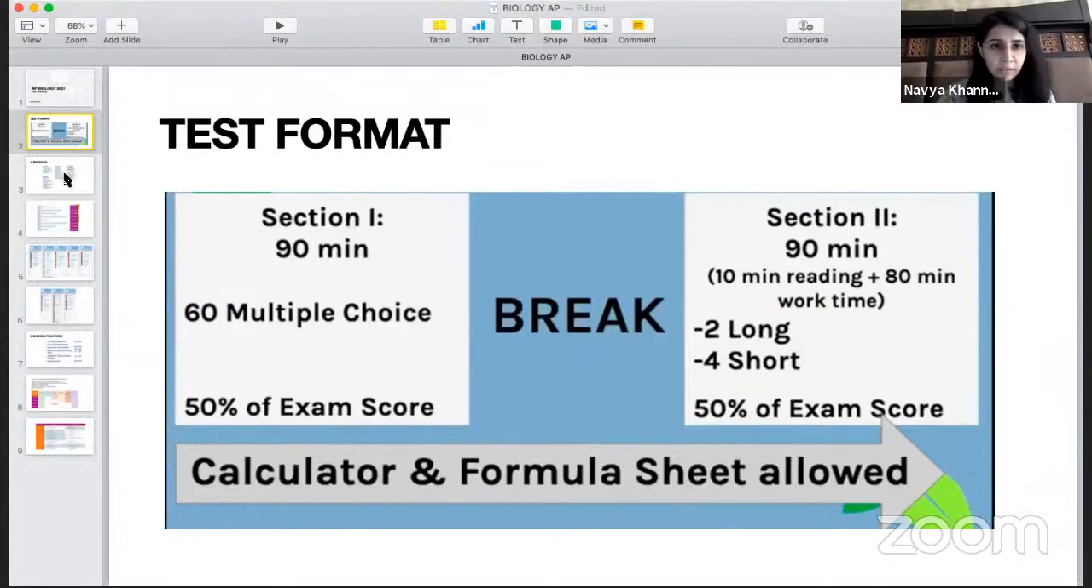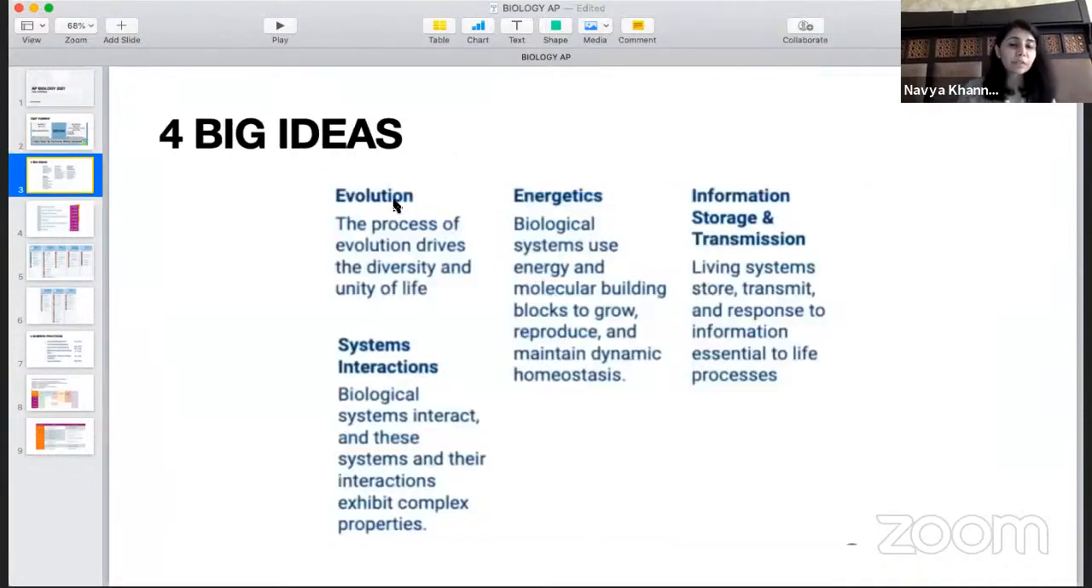Okay, now if this is clear, we move on to what does the exam contain, right? What's the content? What are we going to be tested on? So what the College Board has done this time is that they've divided it into 4 big ideas that you can be tested on, right? So these are not chapter names, these are not unit names, these are just concepts that you need to know in order to get into the biology course and start studying it. So 4 main ideas: evolution, energetics, information storage and transmission, systems interactions.